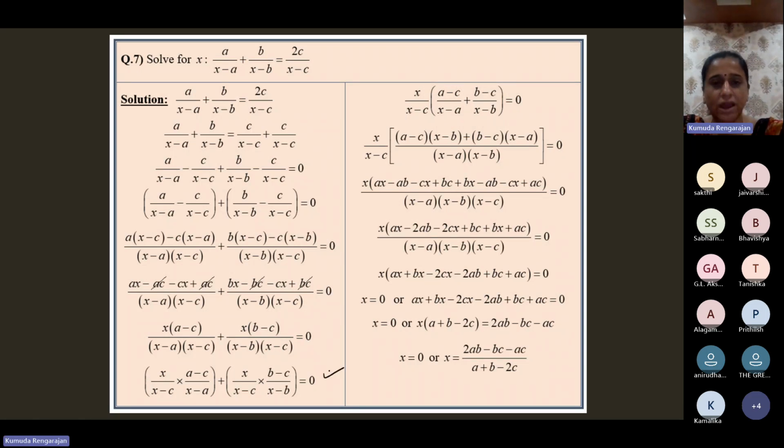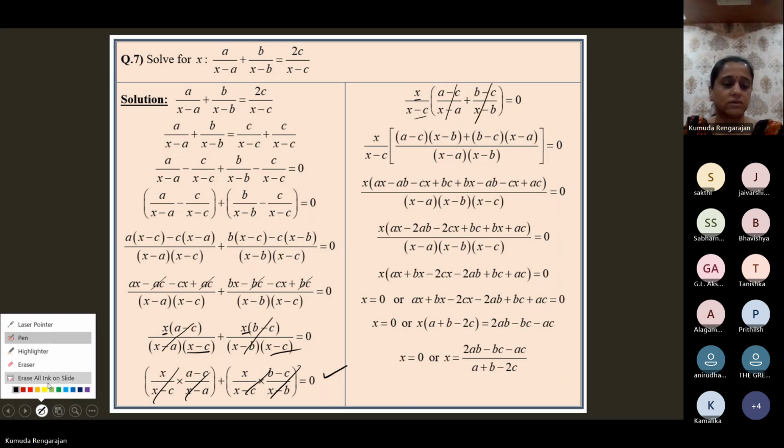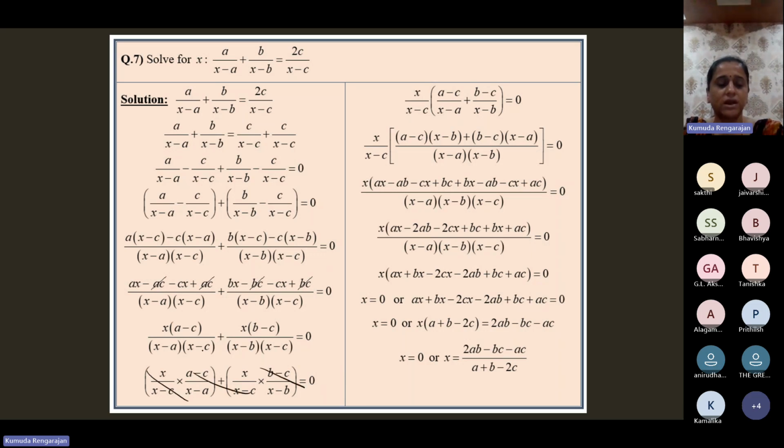This step is just to identify the common factor between the two terms. If you say, why should I write this step, I can write this straight away. Yes, you can write, because what is common here? x by x minus c is common. So then in the bracket, you'll have a minus c by x minus a plus b minus c by x minus b. Yeah, you can write this straight away. You can even ignore this step and directly take out common x by x minus c.